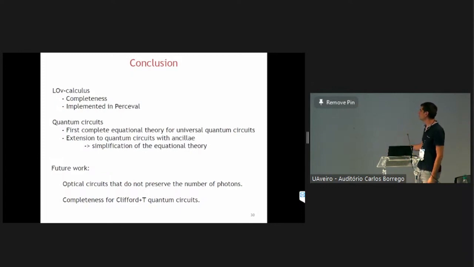In terms of future work, regarding optical circuits, we are looking at adding new generators, which are not preserving the number of photons. And regarding quantum circuits, it would be interesting to have a complete equational theory for Clifford plus T, because here it's for arbitrary circuits. But if we consider this fragment, we don't know any complete equational theory for this one.